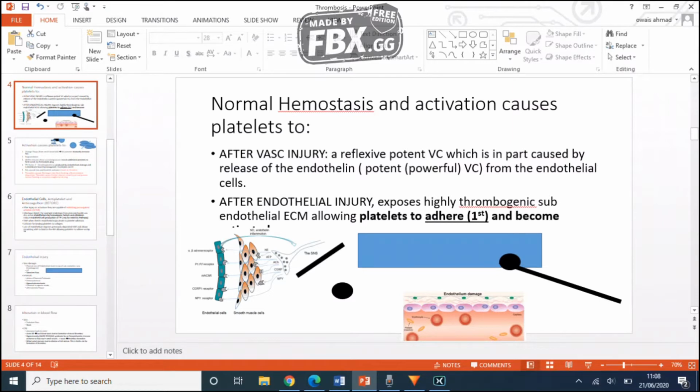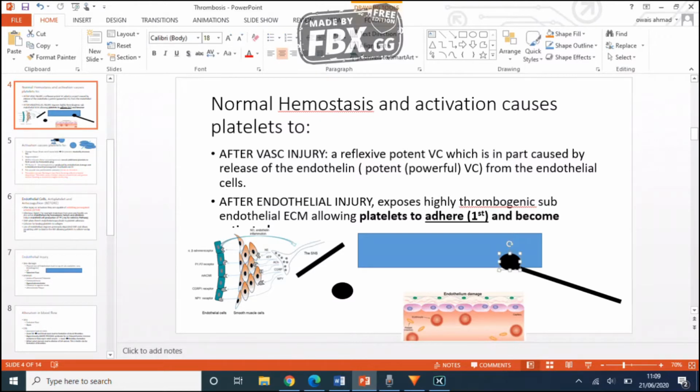Normal hemostasis is basically activation that causes platelets, after a vascular injury, to go and adhere to the subendothelial collagen. That will basically be the primary hemostasis, and from there you can build on to the secondary hemostasis. After vascular injury you get vasoconstriction, and after endothelial injury you get a highly thrombogenic subendothelial collagen, which allows platelets to adhere.